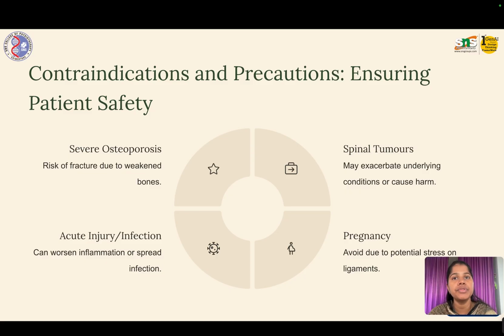Coming to the contraindications and precautions, however, cervical traction is not always safe. Some contraindications are present. They are severe osteoporosis, that is, weak bones that may fracture very easily, and spinal tumors, where traction might worsen the condition. In pregnancy, the hormonal changes can loosen the ligaments, and traction may strain the spine. And in acute injury or infection cases, it can aggravate inflammation or spread infection. So always screen the patient thoroughly before starting the traction. These are the contraindications and precautions that should be taken before providing cervical traction to a patient.